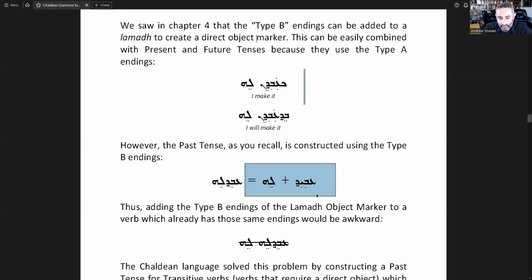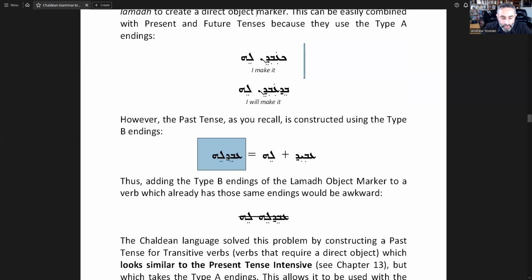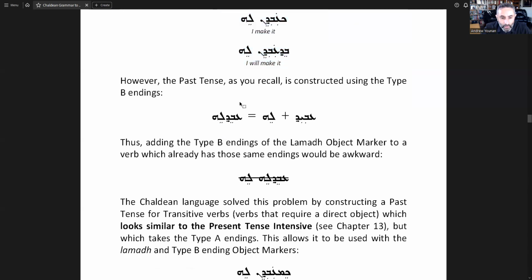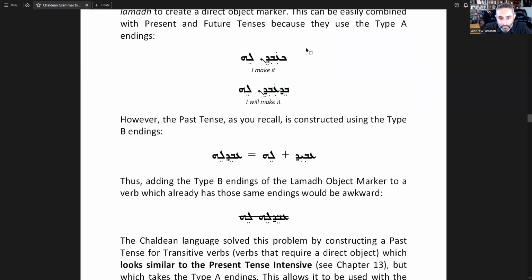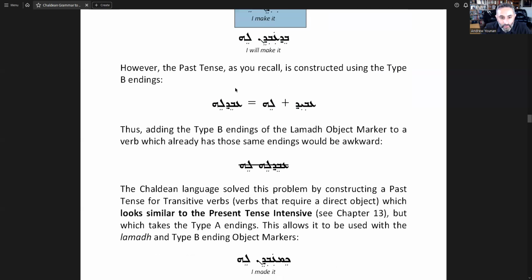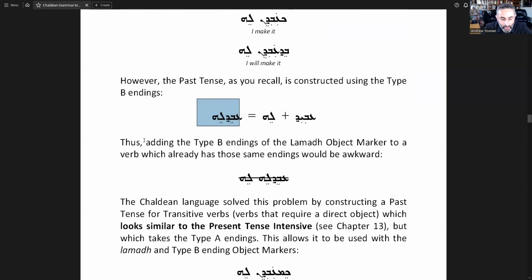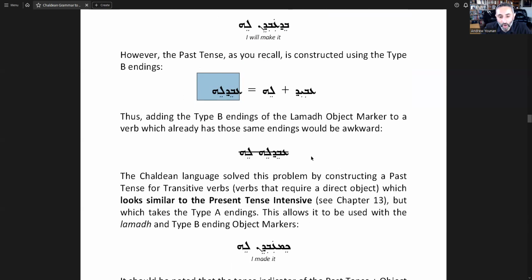So uidle, this is the kind of historical thing. Don't worry so much about this. So if I want to say I make it, kodin le. But if I want to say I made it, uidle. Sorry, so let's go with he made it. So uidle. If you add the type B endings of the lemma marker to a verb which already has those same endings, it would be awkward. So he made it, uidle le. You see why that's awkward?